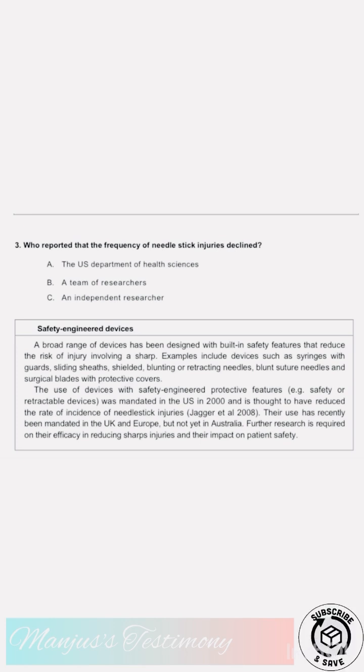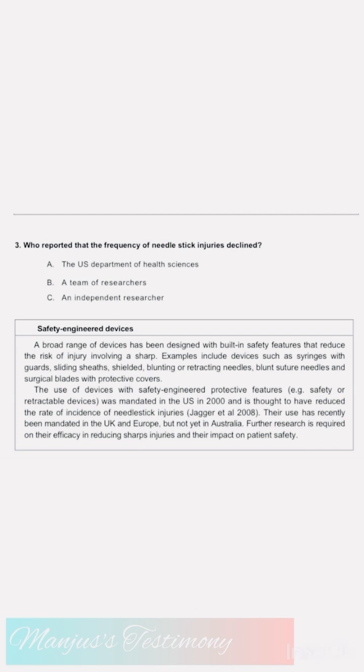Okay, so let's go to the text now. Safety engineered devices. A broad range of devices has been designed with built-in safety features that reduce the risk of injury involving a sharp. Examples include devices such as... guys, do you think that I need to complete this paragraph? Because this whole paragraph is saying a broad range of devices has been designed with built-in safety features that reduce the risk of injuries, and they have given a few more examples as well.